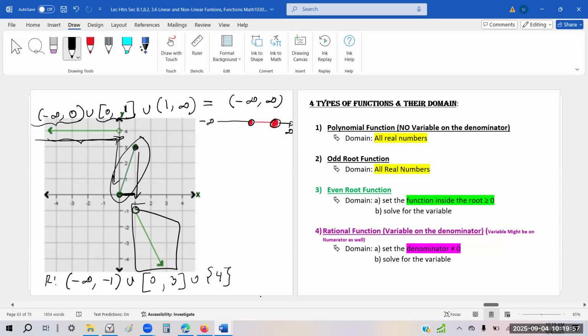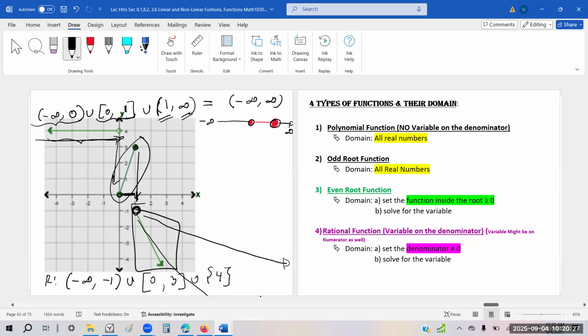The third piece starts from the X value 1, so we start from 1, but it doesn't have any closed circle. It has a hole in the graph, so we have to have a parenthesis at 1. And then since the line is going down forever, that means we are using our X values forever. So we don't know what's the biggest X value, so we include that it's infinity.